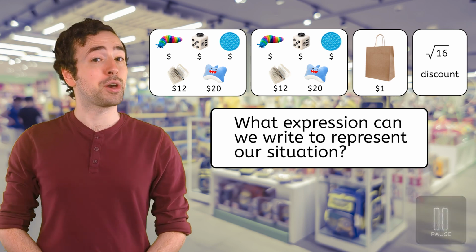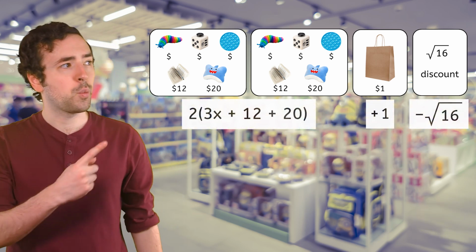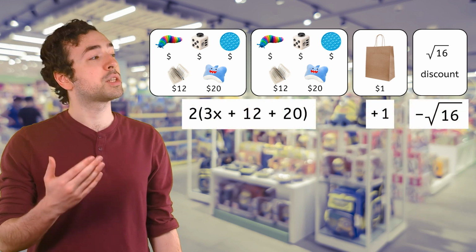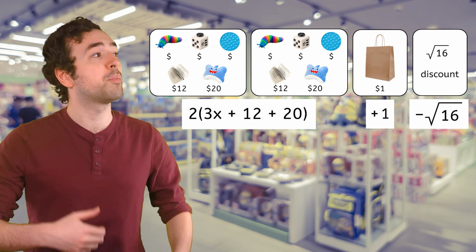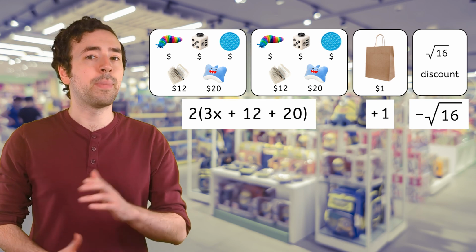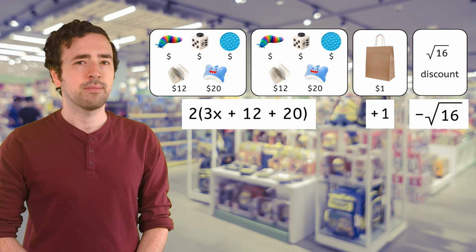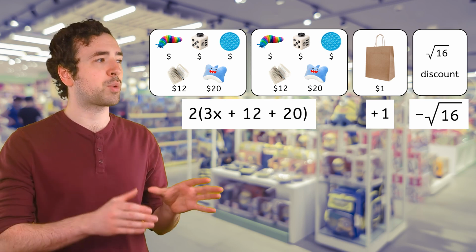What expression did you come up with? Here's what I wrote. 2 times the quantity 3x plus 12 plus 20, plus 1 minus the square root of 16. What does each part of this expression represent?